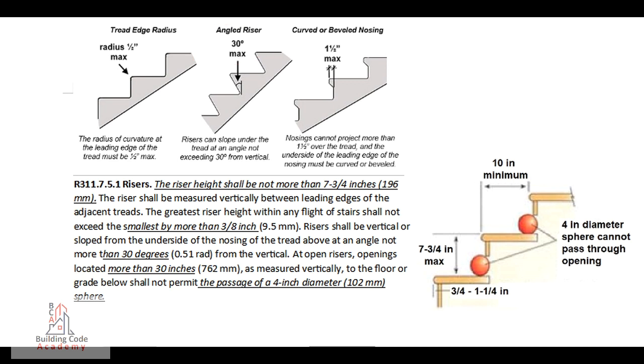At open risers, openings located more than 30 inches, 762 millimeters, as measured vertically to the floor or grade below, shall not permit the passage of a 4-inch diameter, 102 millimeter sphere.